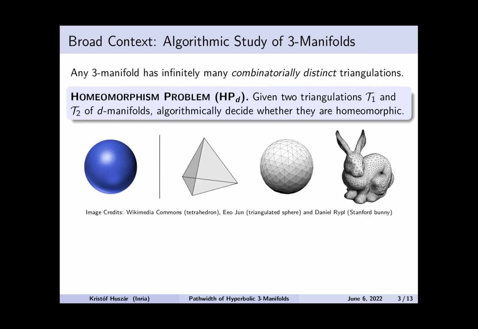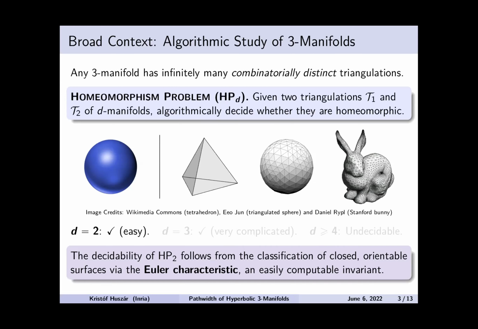So what is this problem? It is a decision problem that asks to algorithmically decide whether two given triangulations of D-manifolds are homeomorphic or not. And the difficulty of this problem is strikingly different across the dimensions. In 2 dimensions, the problem is quite easy because there is an easily computable invariant, the Euler characteristic, that provides a complete classification of closed orientable surfaces.